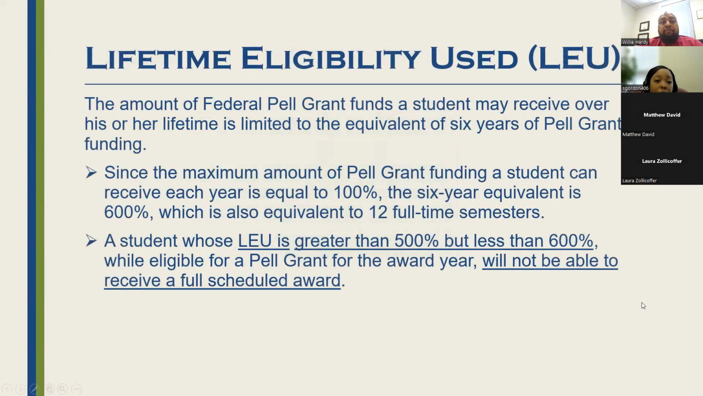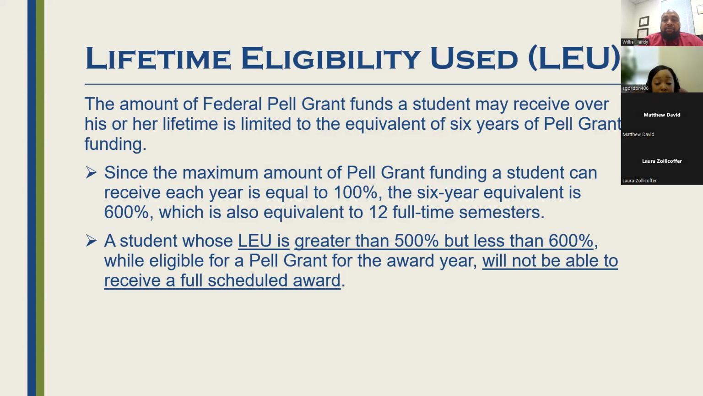All right, so the lifetime eligibility used, and here we use the acronym LEU. The amount of federal Pell Grant funds a student may receive over his or her lifetime is limited to the equivalent of 6 years of Pell Grant funding. Since the maximum amount of Pell Grant funding a student can receive each year is equal to 100%, the 6-year equivalent is 600%, which is equivalent to 12 full-time semesters.